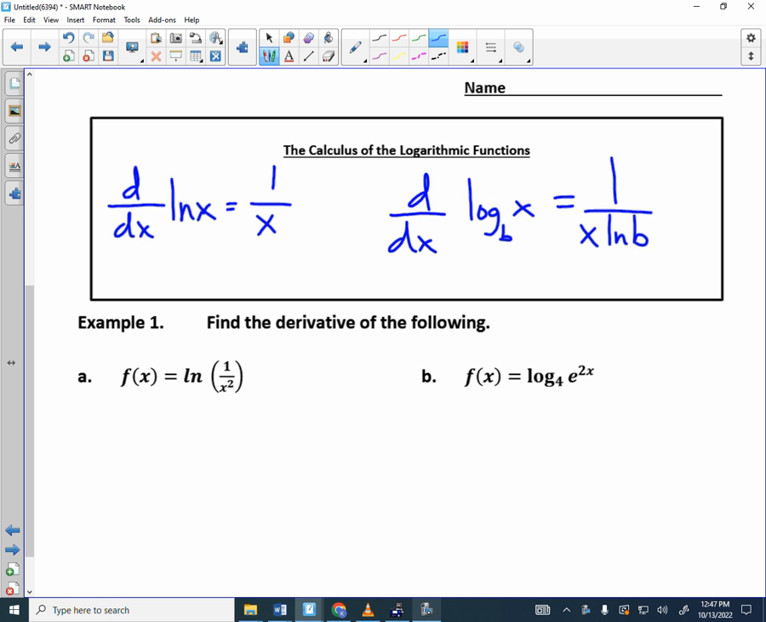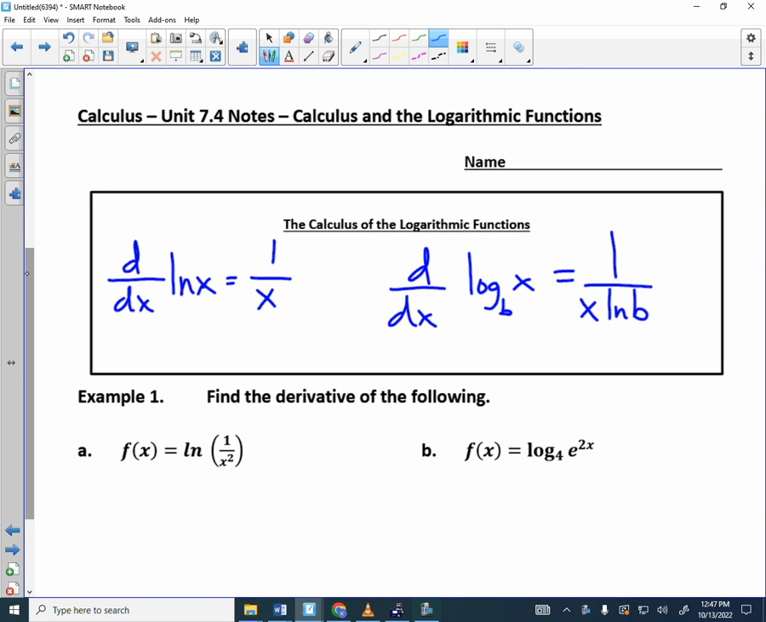As I mentioned before, you learned that the derivative of e to the x is e to the x, and that will be on your test. But the derivative of b to the x is b to the x times the natural log of b. That will not be on your test. I just don't see them come up on the AP exam, and if I ever do, then I'll change the content.